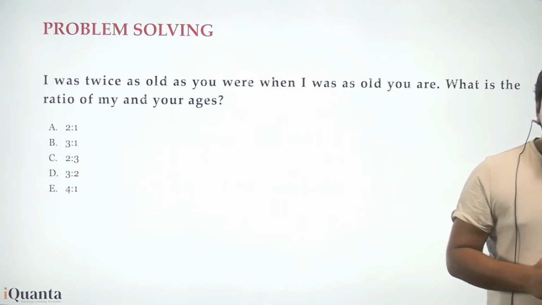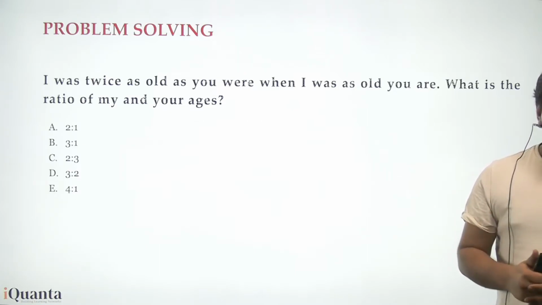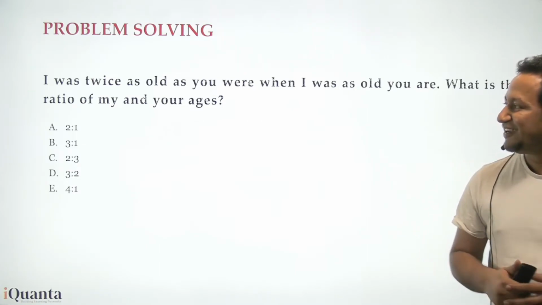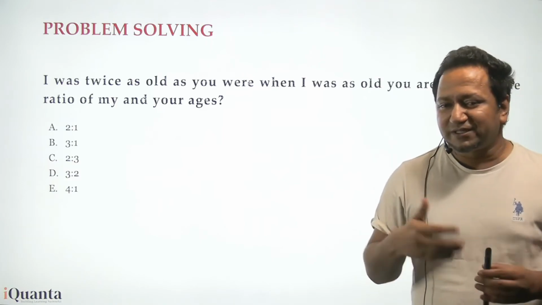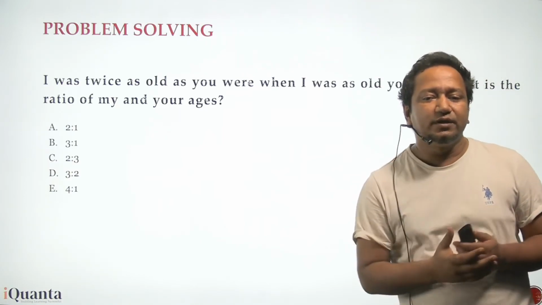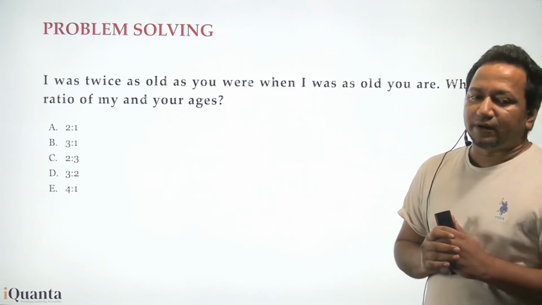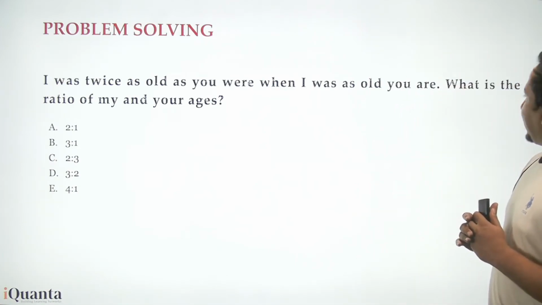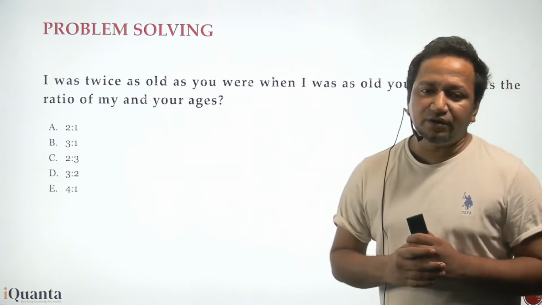I was twice as old as you were when I was as old as you are. Now, this statement kind of looks very humorous, kind of tongue twister. I'm repeating, I was twice as old as you were when I was as old as you are. Okay, what is the ratio of my and your ages?